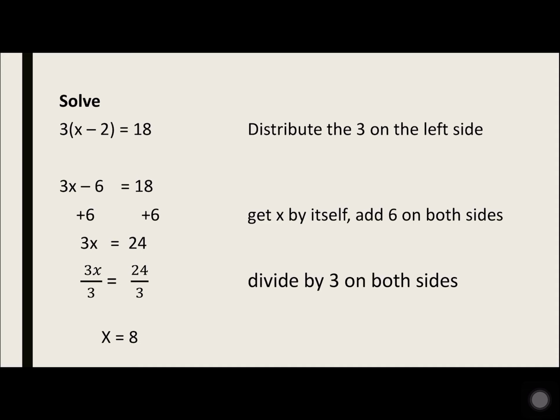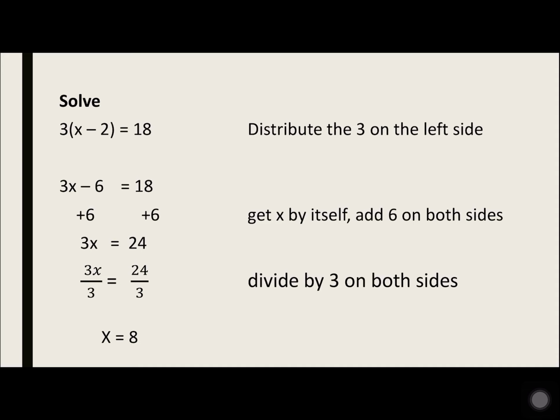Solve. 3 parentheses x minus 2 close parentheses equals 18. Distribute 3 on the left side. 3 times x, 3x. 3 times minus 2, minus 6. Okay, so we want to get x by itself. Add 6 on both sides. 18 plus 6 equals 24. On the left, the 6's cancel.